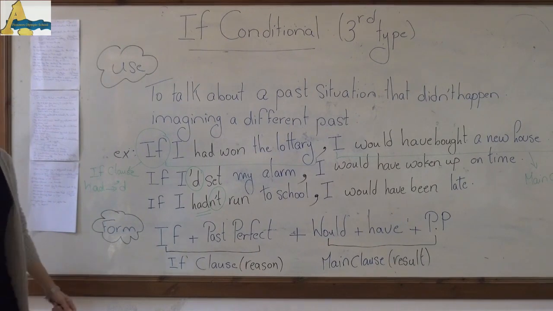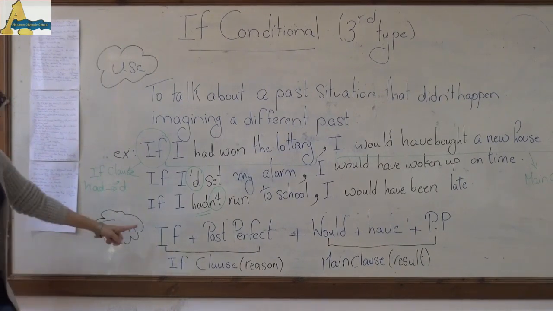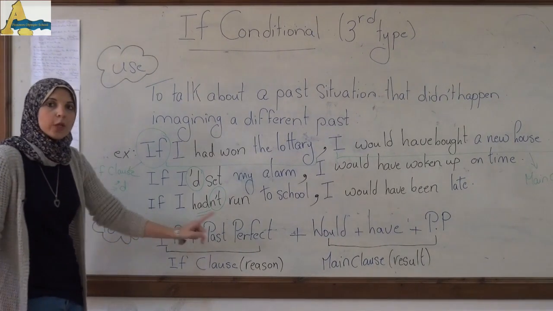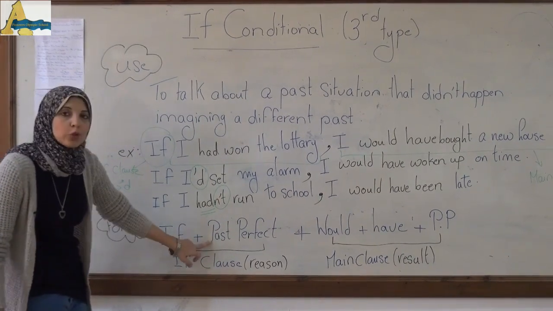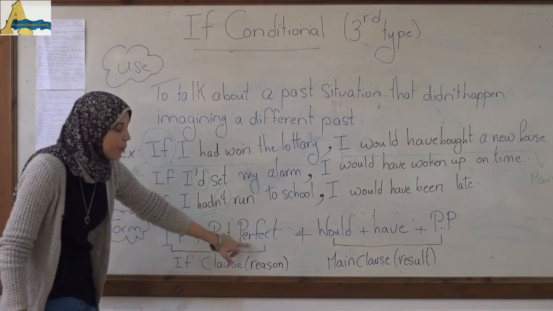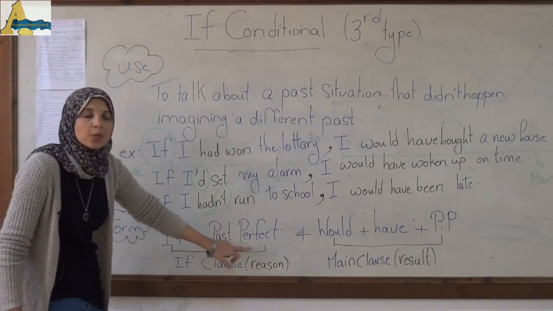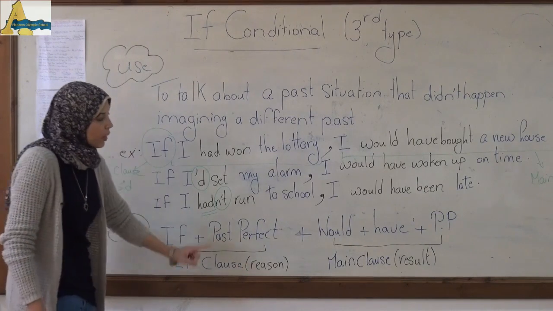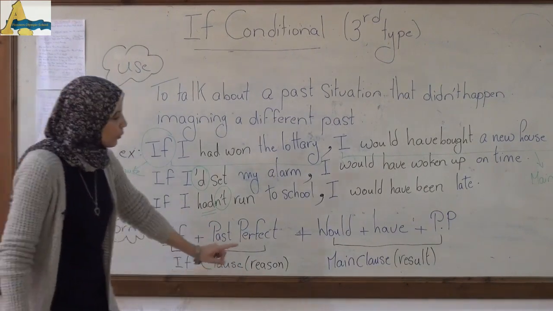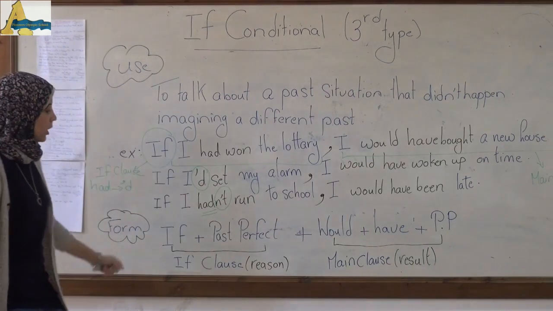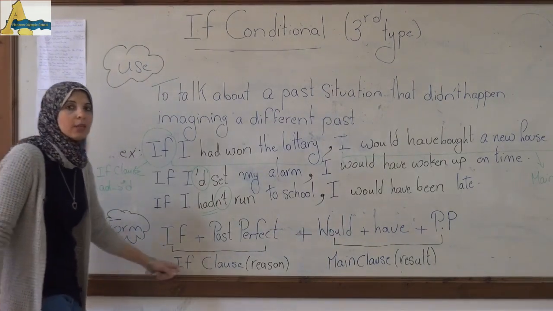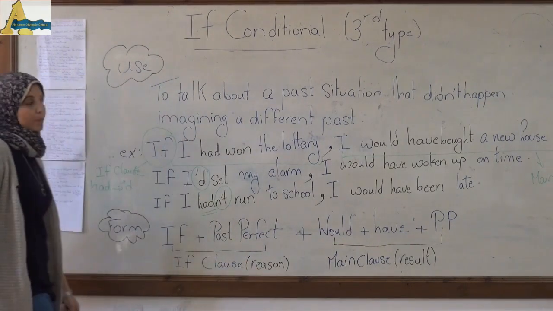So, now it's time for the form. What about the form of the sentence with an if clause? The sentence has got two verbs, as you can see, and two different clauses. So, after if, the verb should be written in the past perfect: had plus the past participle of the verb. What about the second part? It should be written would plus have plus the past participle. This is the reason, and that is the result.